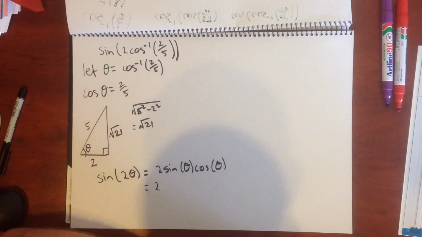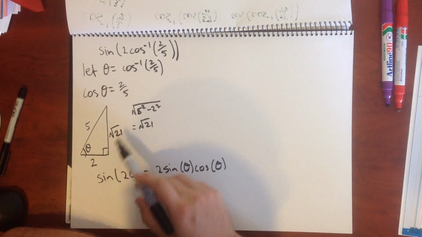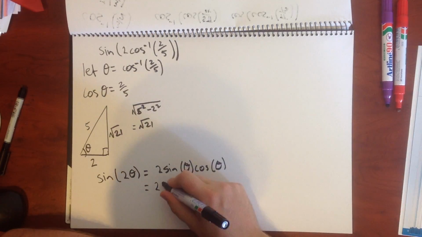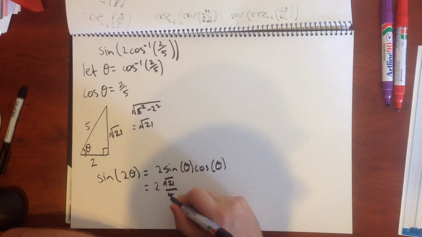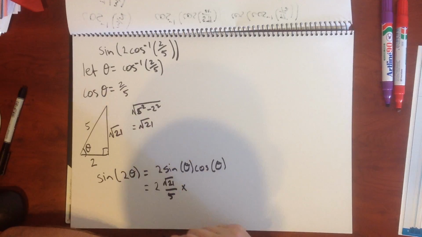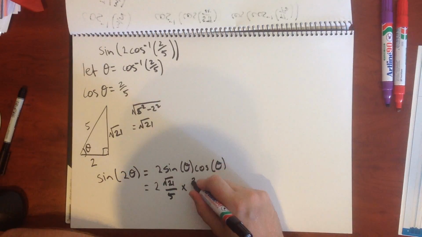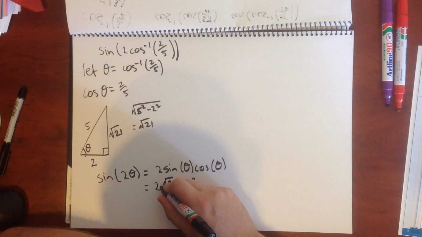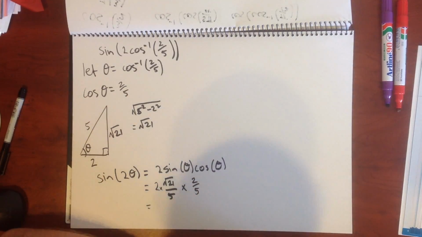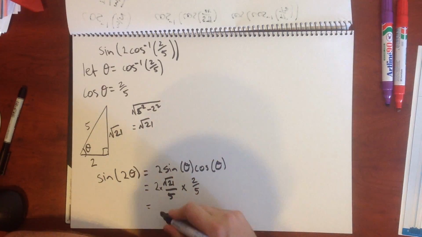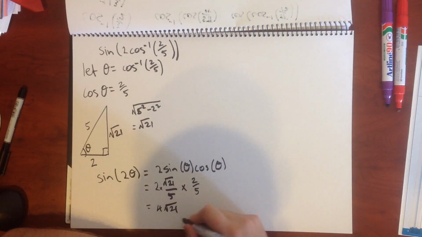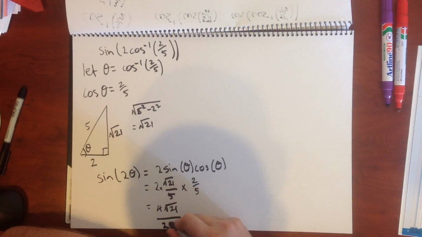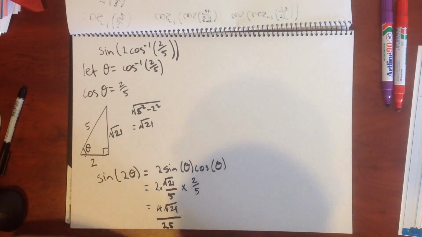Okay, well we know sine theta is our opposite over our hypotenuse, so we say it's root 21 over 5 times cos of theta, which we know was 2 on 5. Okay, and we put all that together and we end up with 4 root 21 on 25 as our answer.